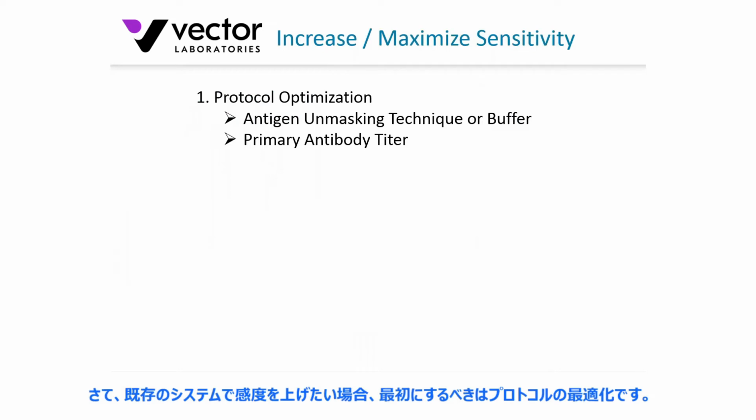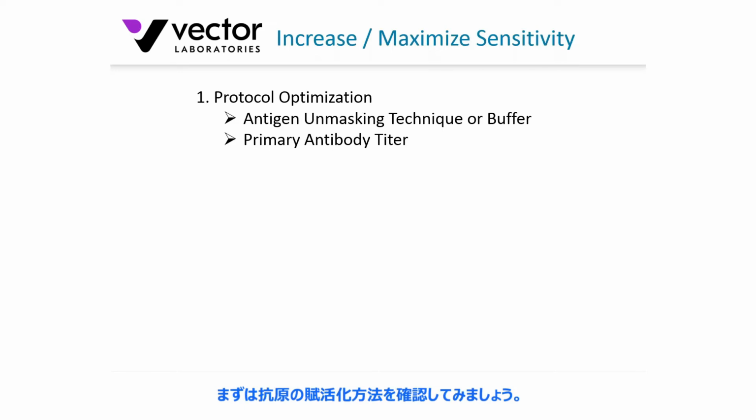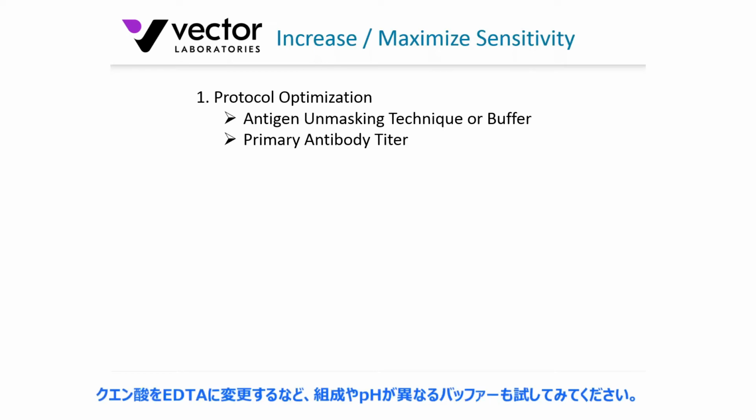Okay, you've got an existing system, but you want to amp up the sensitivity. What should you be looking at? Number 1, I've got here protocol optimization. Have a quick look at the antigen unmasking technique you've got. If you're using a microwave, maybe you're starting to get some inconsistency in the staining. Maybe that needs to be recalibrated, or you want to go to a different system, such as a pressure cooker. Maybe you could use a different buffer or a different salt, maybe a different pH. Instead of citrate, move to EDTA. Maybe that could give you a greater unmasking or retrieval and give you a better staining intensity.